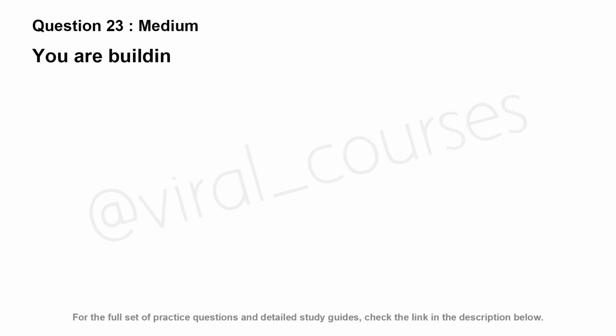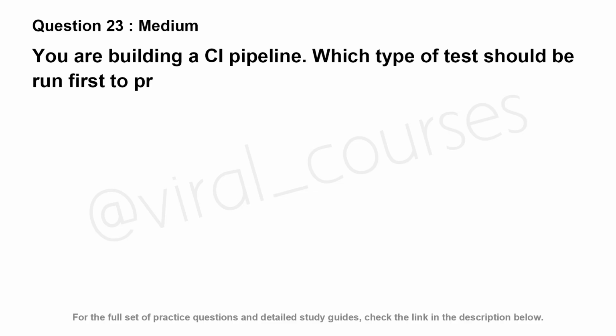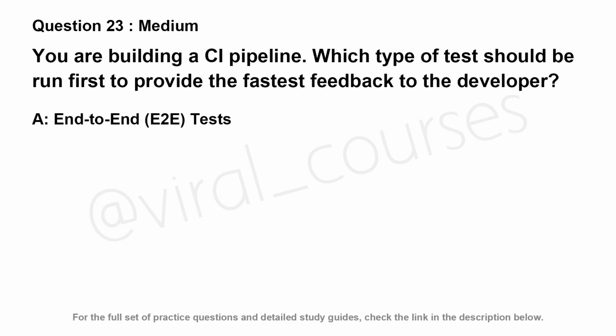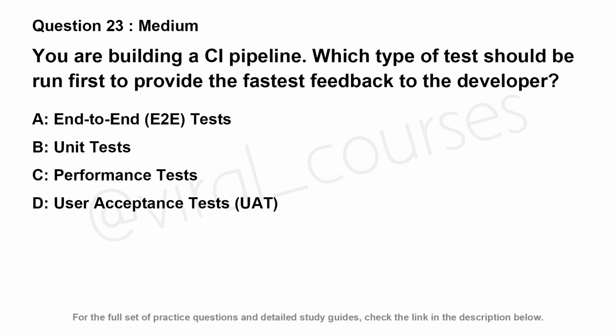You are building a CI pipeline. Which type of test should be run first to provide the fastest feedback to the developer? Option A, end-to-end, E2E, tests. Option B, unit tests. Option C, performance tests. Option D, user acceptance tests, UAT.